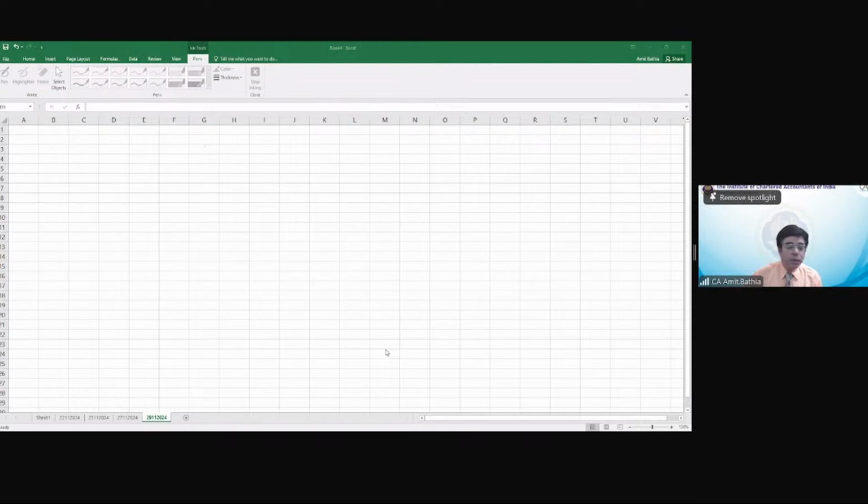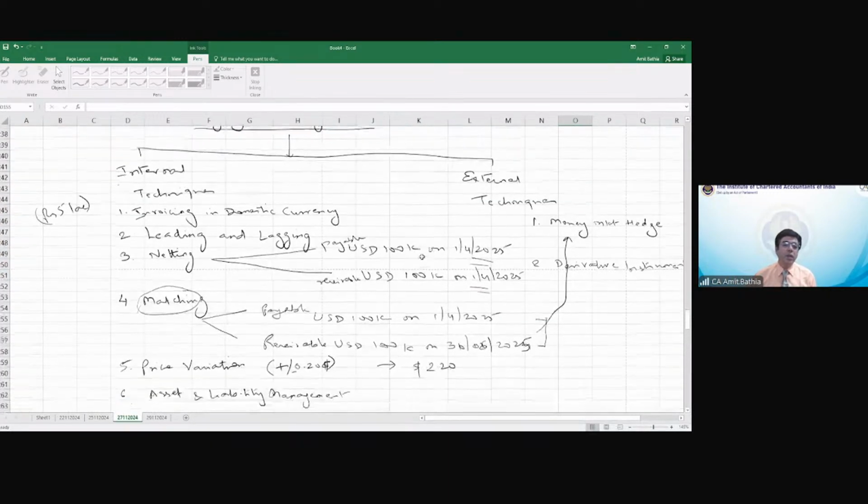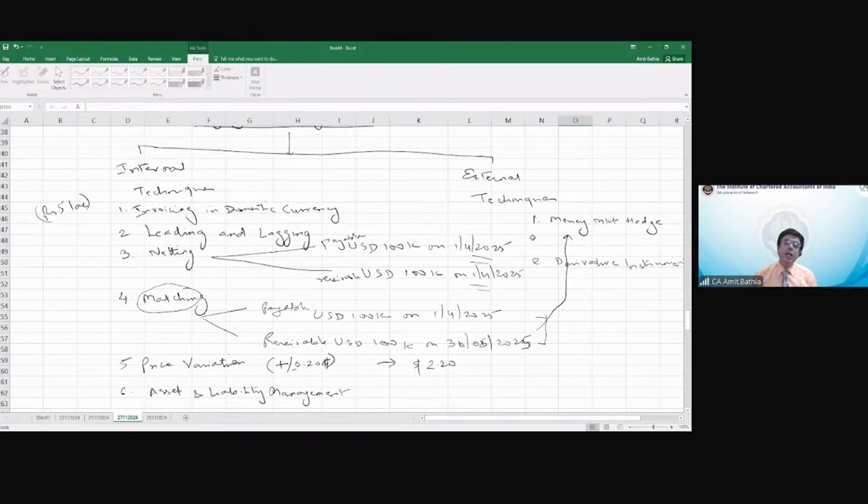This is Professor CA Amit Bhatia, and today we are going to start with continuing our hedging strategies like we had done earlier. There are different techniques of hedging which we had discussed last time around. We had discussed there were internal techniques and external techniques. We discussed these internal techniques and then we had started with money market hedge. We had also done a sum on that when we calculated how to go about constructing a money market hedge and then comparing that with the forward contract to determine which one is a better option.